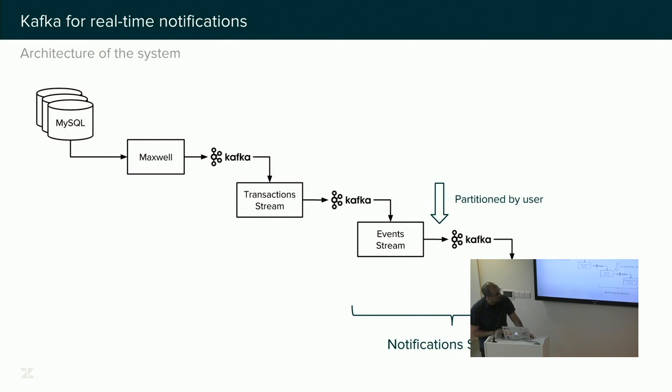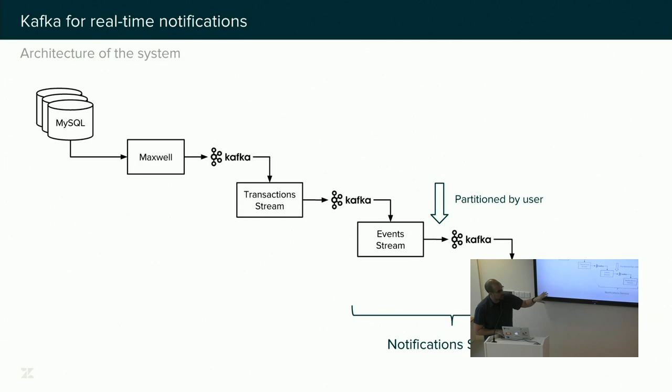We can see here on this notification service, when we read the transactions, we have this event stream that is processing the transactions, translating them into those high-order events that I was talking about. Those events are then written, partitioned by user, back into Kafka. And finally, when we consume those events, they come ordered by user, and we transform them into notifications that we then push to the mobile device.